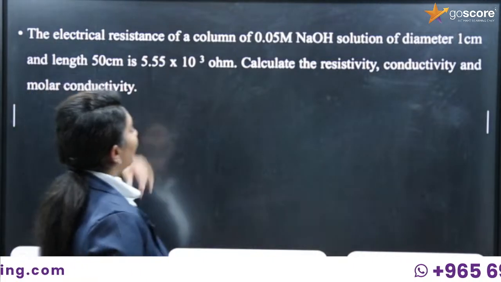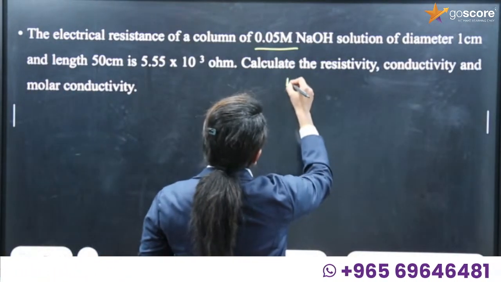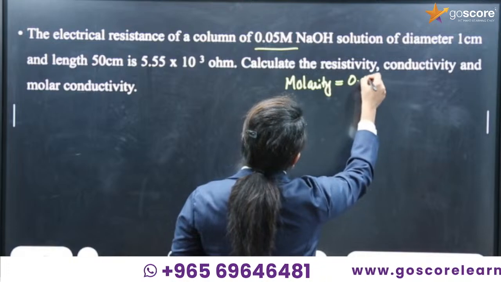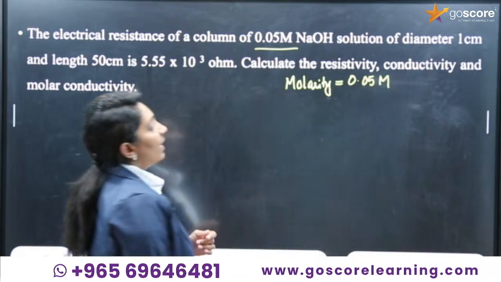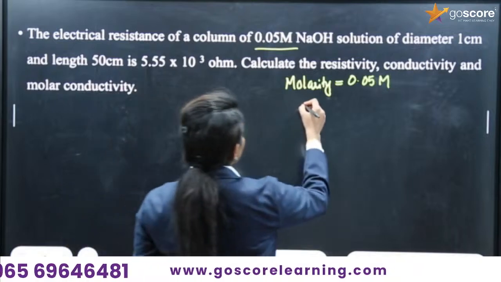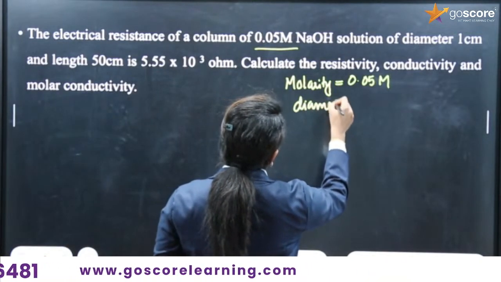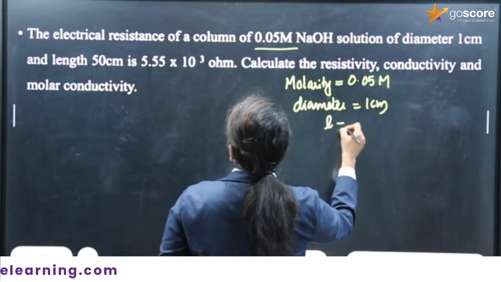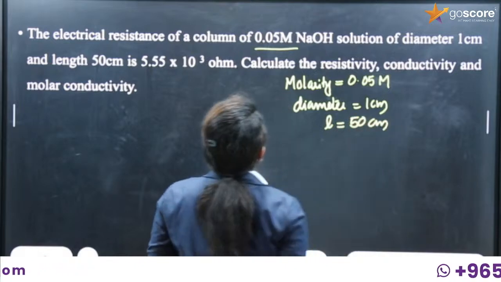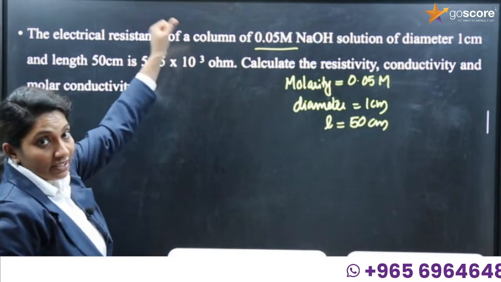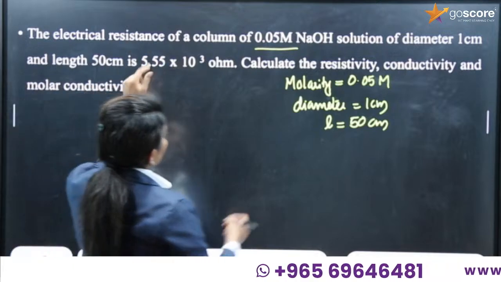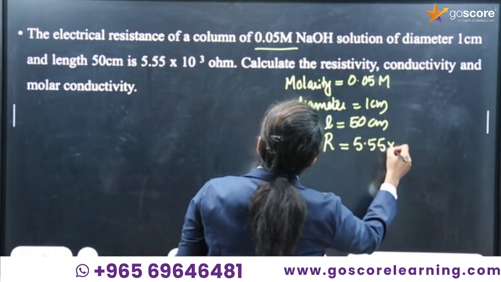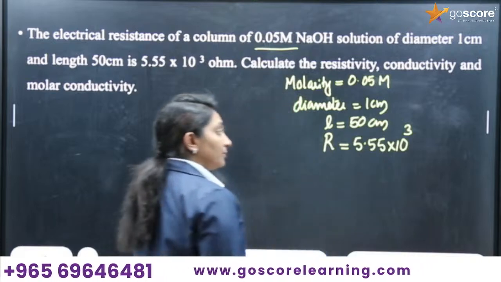See what is given here. The molarity of the solution is given as 0.05 molar, right? The diameter is given as 1 centimeter. Length is given as 50 centimeter. And the electrical resistance is given as 5.55 into 10 raised to 3 ohm, right?